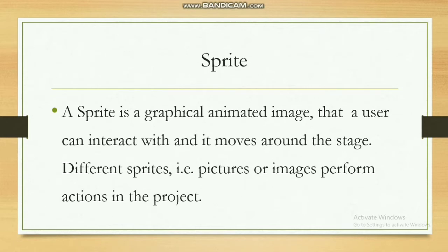You could see that when you open Scratch, you could see a cat appearing over there. It is an animated image, and a user could interact with the animated image and make it move around the stage. There are different types of sprites. The different sprites are pictures or images which perform actions in the project.